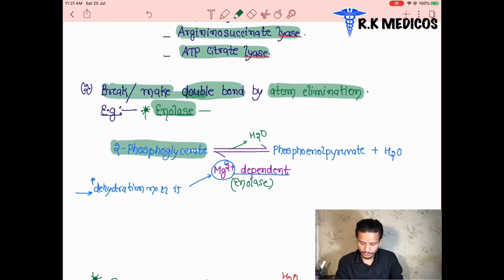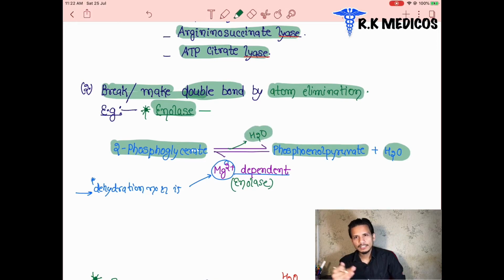2-phosphoglycerate gets converted into phosphoenolpyruvate plus H2O. So what is eliminated here? That is the H2O, we can see. And what is going to initiate this catalysis? This example is magnesium dependent. We can see 2-phosphoglycerate to phosphoenolpyruvate plus H2O is basically elimination of an H2O atom here, and it is a magnesium dependent reaction.